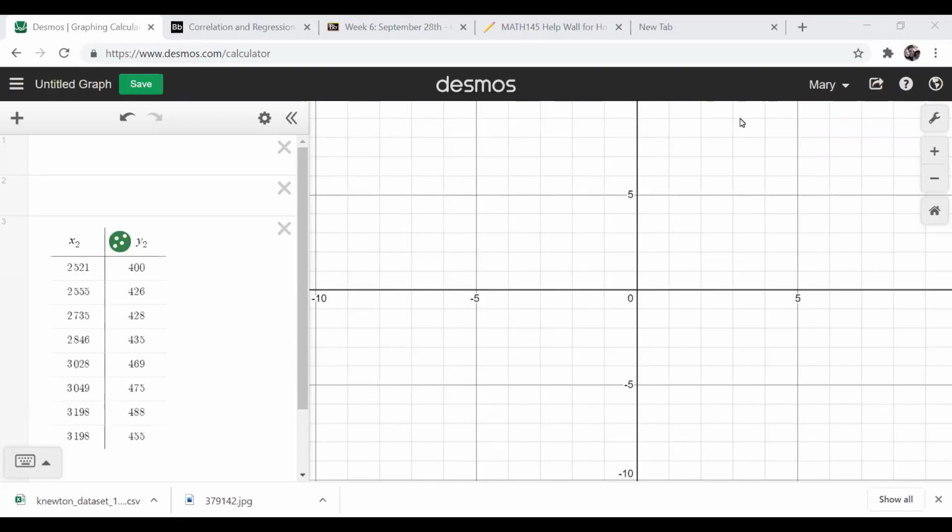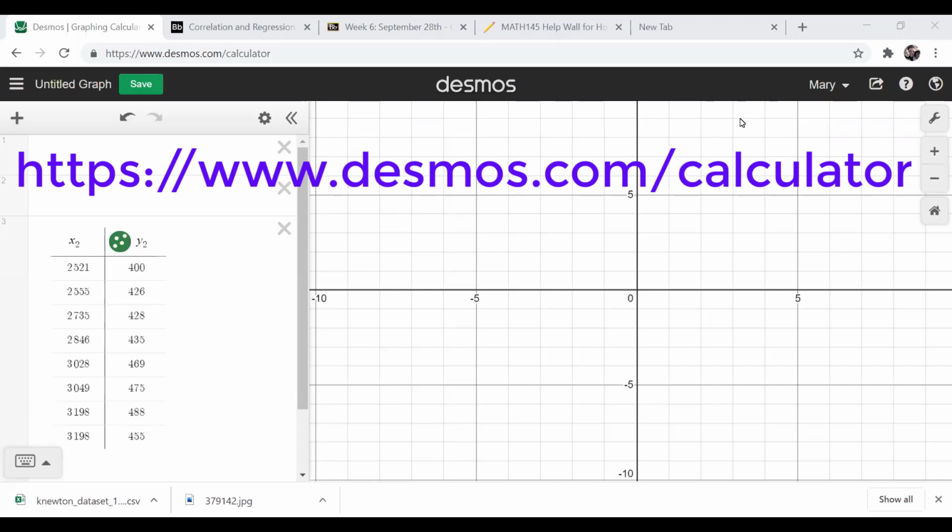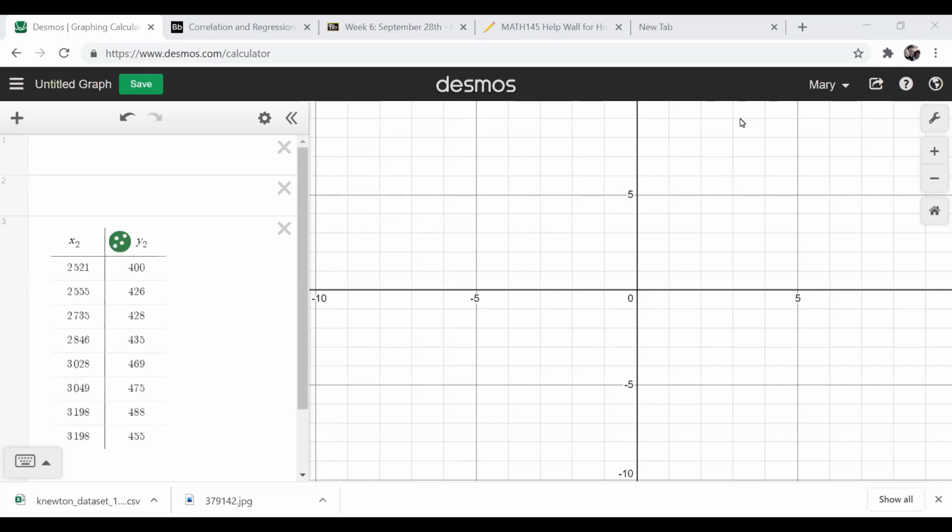Everyone, I wanted to do a quick lesson on another type of calculator that we can use to do correlation and regression problems. This calculator is called a Desmos calculator. You can get to Desmos by going to www.desmos.com and use the calculator there. It's also nice because it has an app that you can get on Android or on iPhones or iPads.